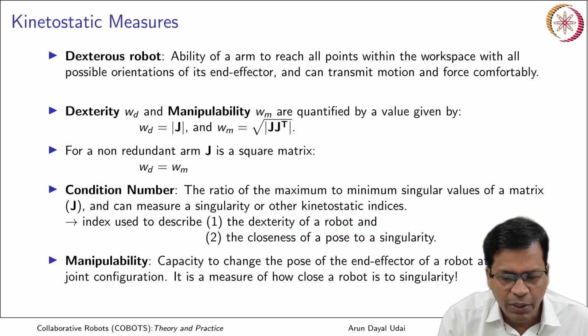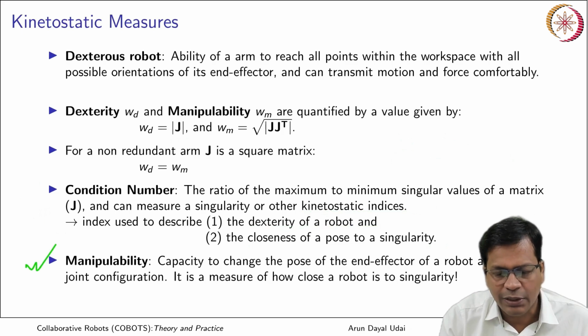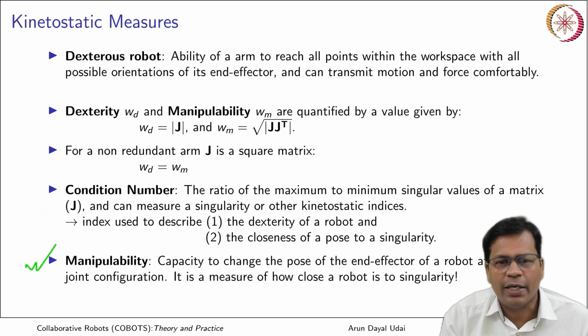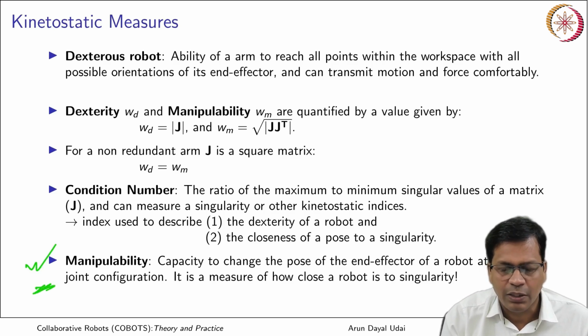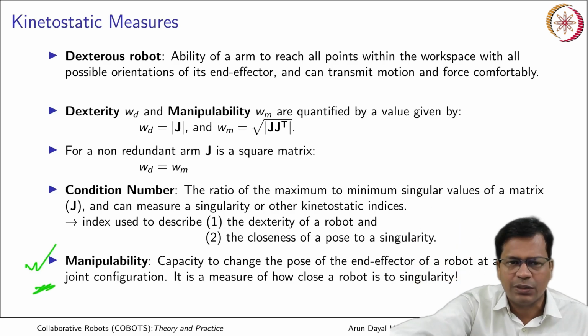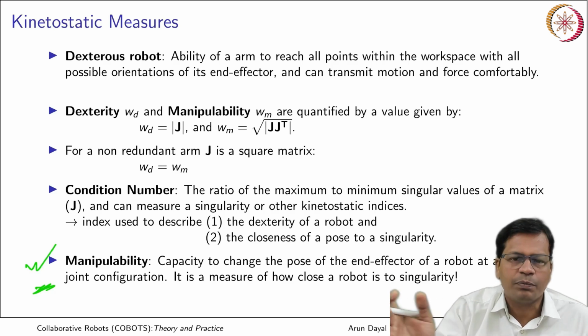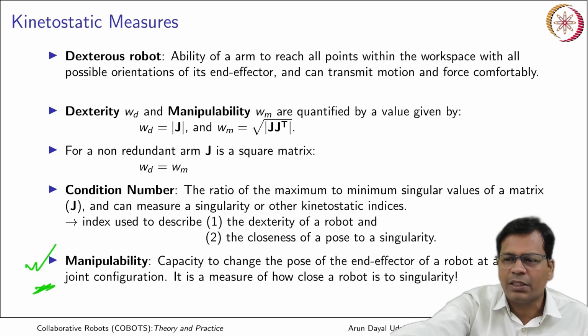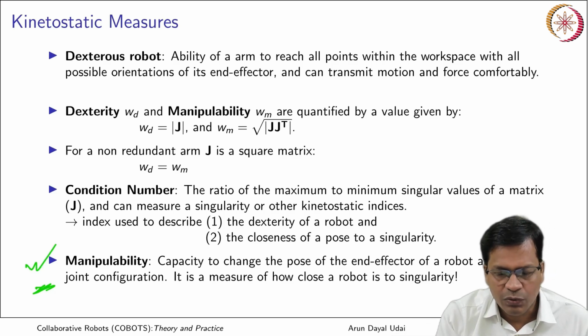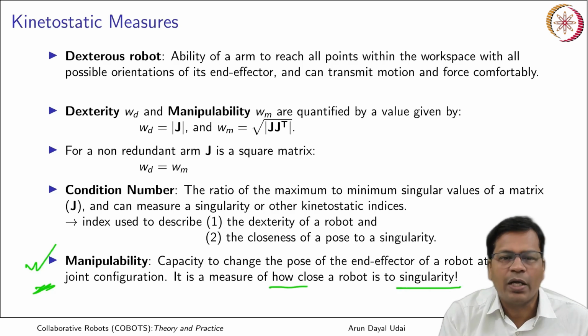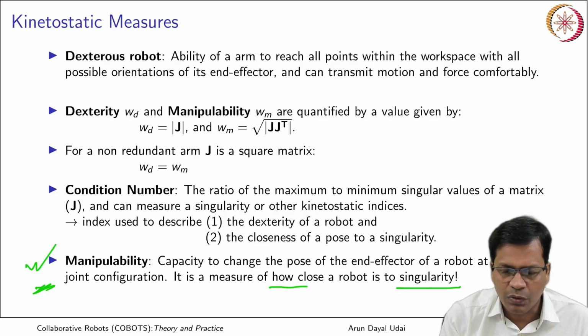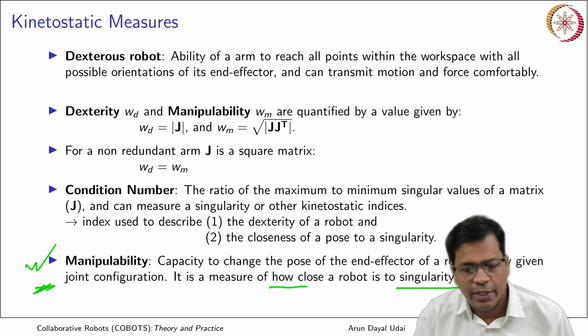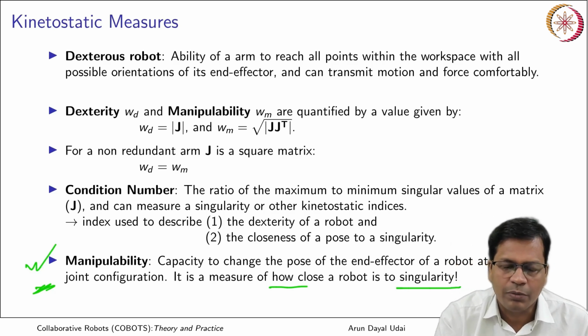Okay. So the manipulability measure is the capacity to change the pose of the end effector of the robot, at any given joint configuration. So let us say if you are fully stretched, you cannot do quite a lot of motions because the tip is already fully aligned with the robot and it has extended fully. Okay. So it is a measure of how close the robot is to the singularity. So that is what manipulability is.